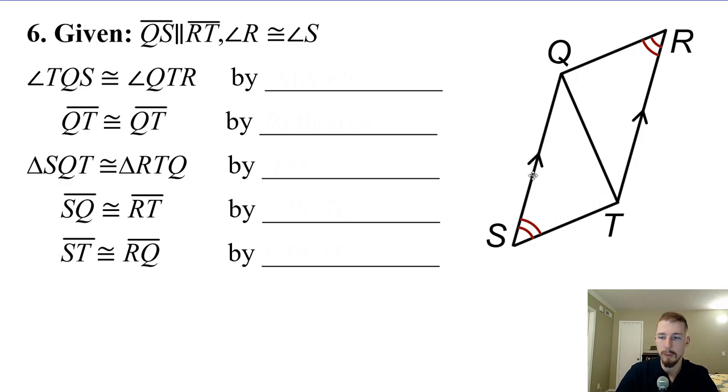All right, number 6. Given that the lines are parallel, that's what these two arrows are for, the chevrons. The lines are parallel, and R and S are going to be congruent as well. So that's what the two markings there are. So first we have angle TQS, which is this angle right here, is congruent to angle QTR. So that's going to be these angles here.